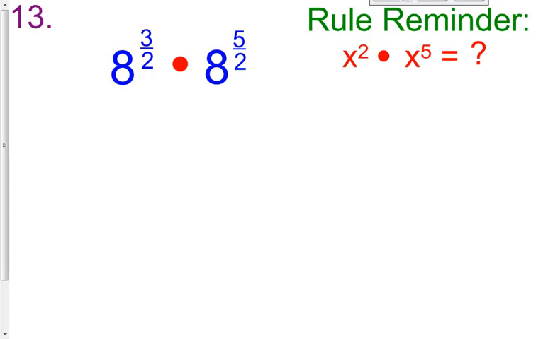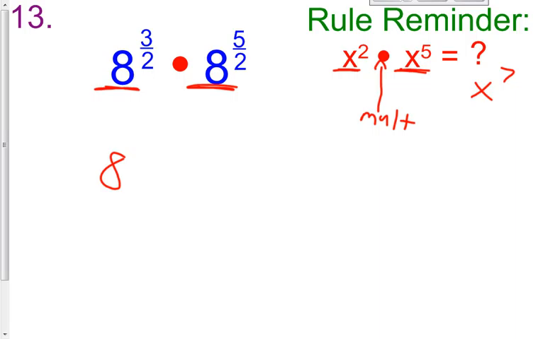Remember, class, our rule reminder here, when we have common bases using multiplication, what do we do to our exponents? Hopefully you remember, we add them to get x raised to the 7th power. 2 plus 5 is 7. So we have common bases. What do we do to their exponents? We add them. So we have 8 raised to the 3/2 plus 5/2 is 8/2.